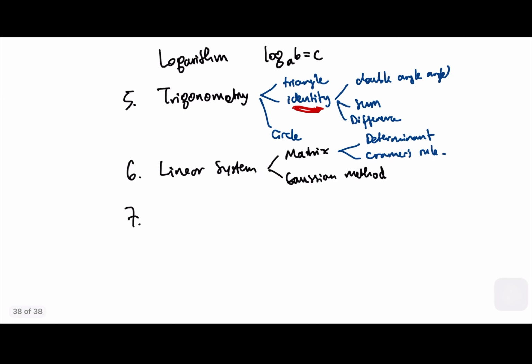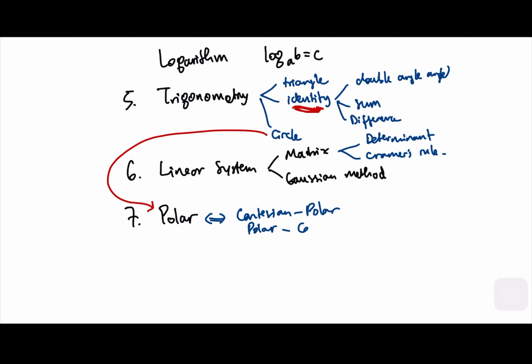Okay, number 7 is the polar. Let me start with the polar. Polar means you are connecting the trigonometry from the circle to polar, so you should study how to transform Cartesian to polar or polar to Cartesian. From x, y Cartesian, it transforms to r and theta, and from r, theta also to Cartesian. Okay, you need to be aware of that for polar.